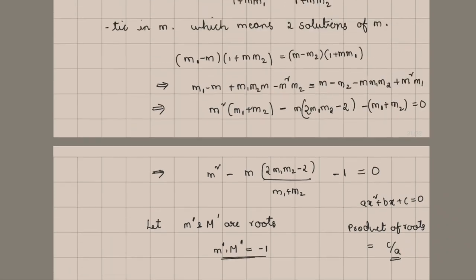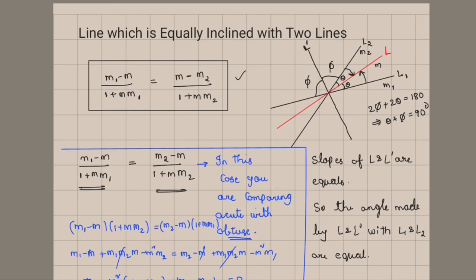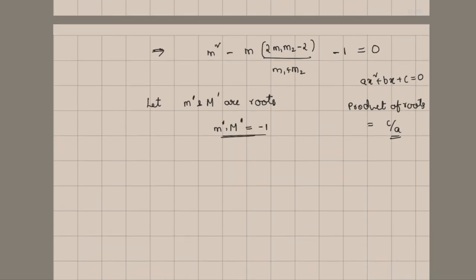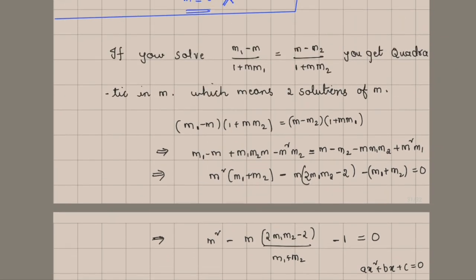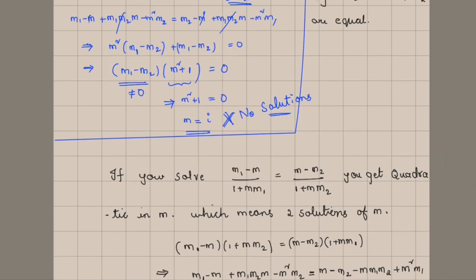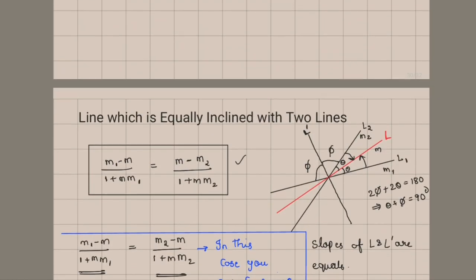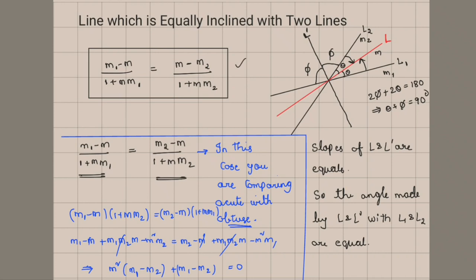But we know that even before, because the angle between L and L dash is 90 degrees. Even if you solve, you get the same result because the concepts behind this are the same. Okay, you just need to solve. The final quick review is you just need to solve m1 minus m by 1 plus m1 into m2.